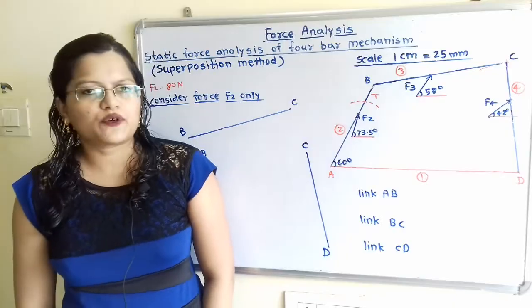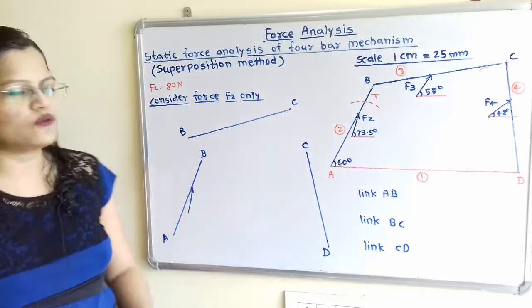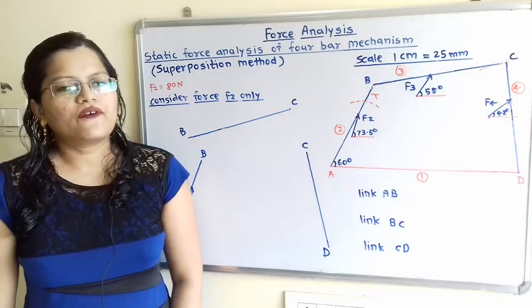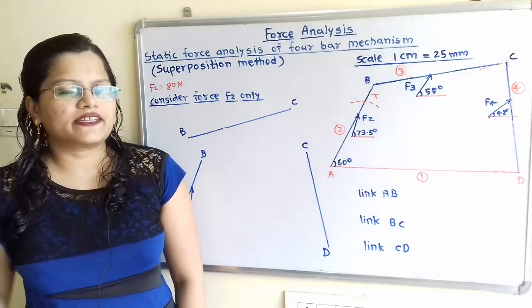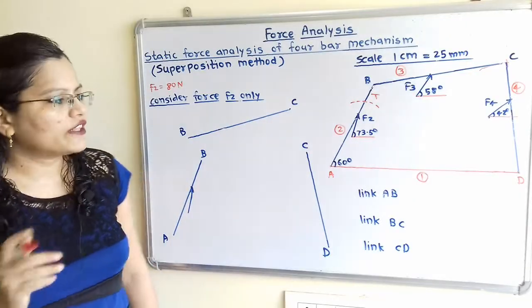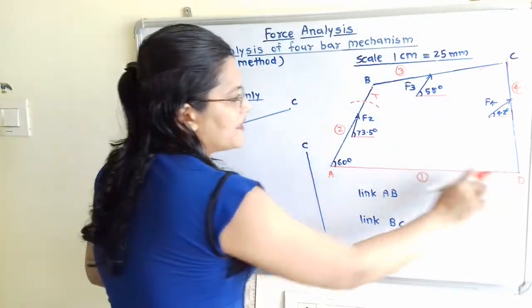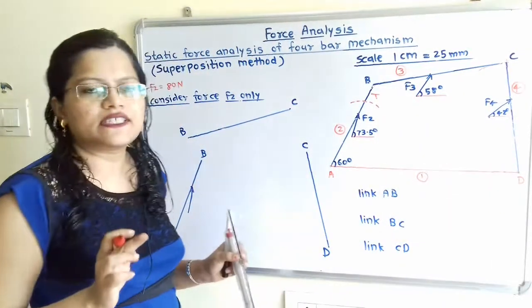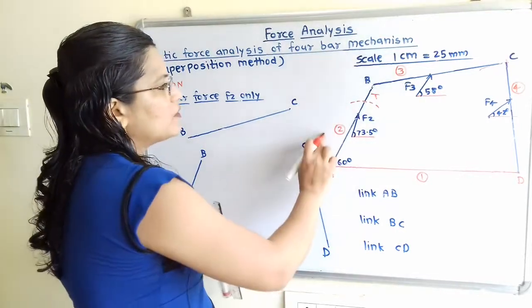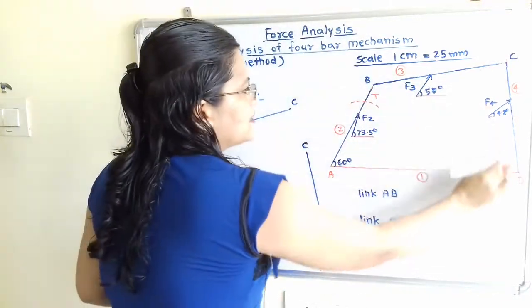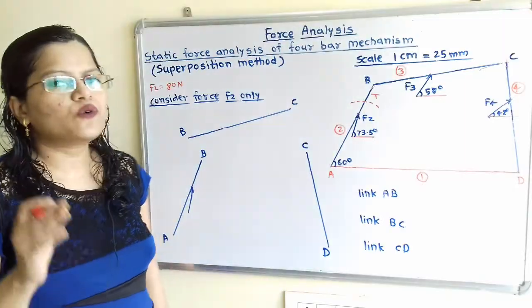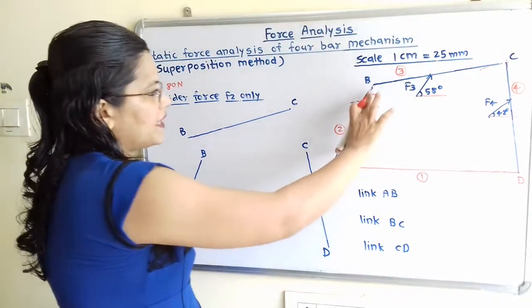Take the first subgroup, consider force F2 only. Now the first step is to identify the types of member. For that we will consider the link number. So for this fixed link AD, we will give the link number 1, for AB 2, BC 3 and CD 4.